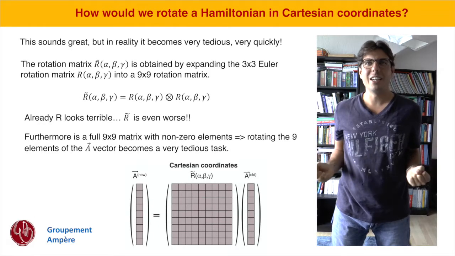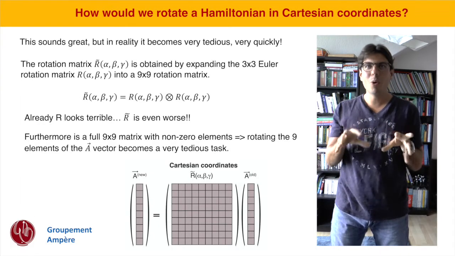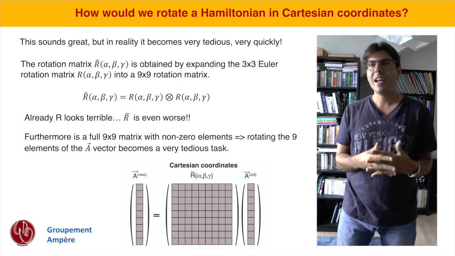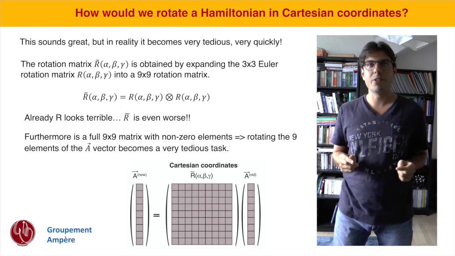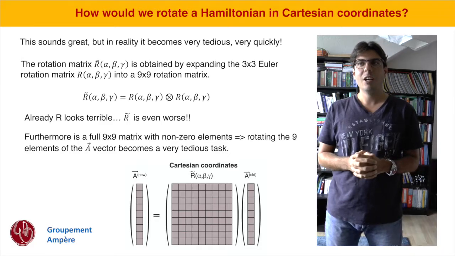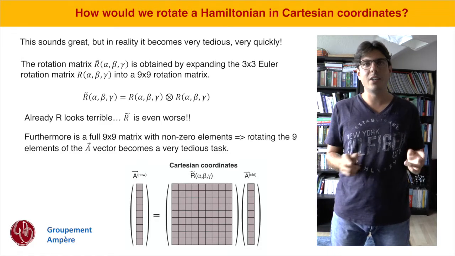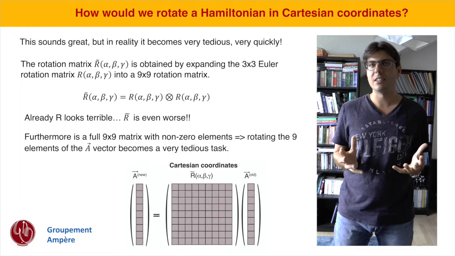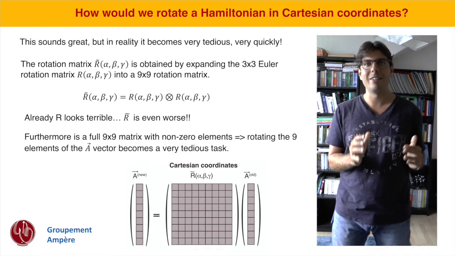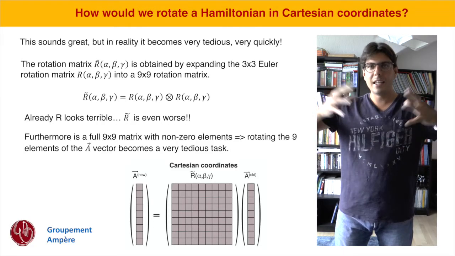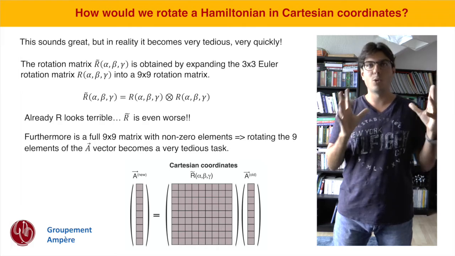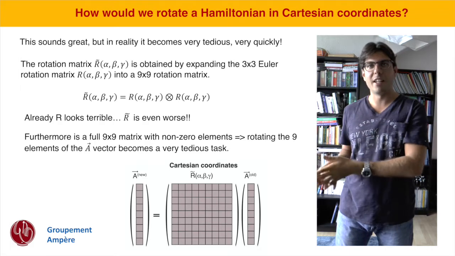So far that sounds great, doesn't it? But if you look more into the details, it becomes rather tedious, and rather quickly. Why is that? First of all, the first major complication is that if we want to rotate this 1 by 9 vector, we cannot use just the normal Euler matrix, which is a 3 times 3 matrix. What we actually need to do is take our Euler matrix that we learned 2 slides ago and expand it in such a way that it becomes a 9 times 9 matrix that is also able to rotate a 1 times 9 vector.